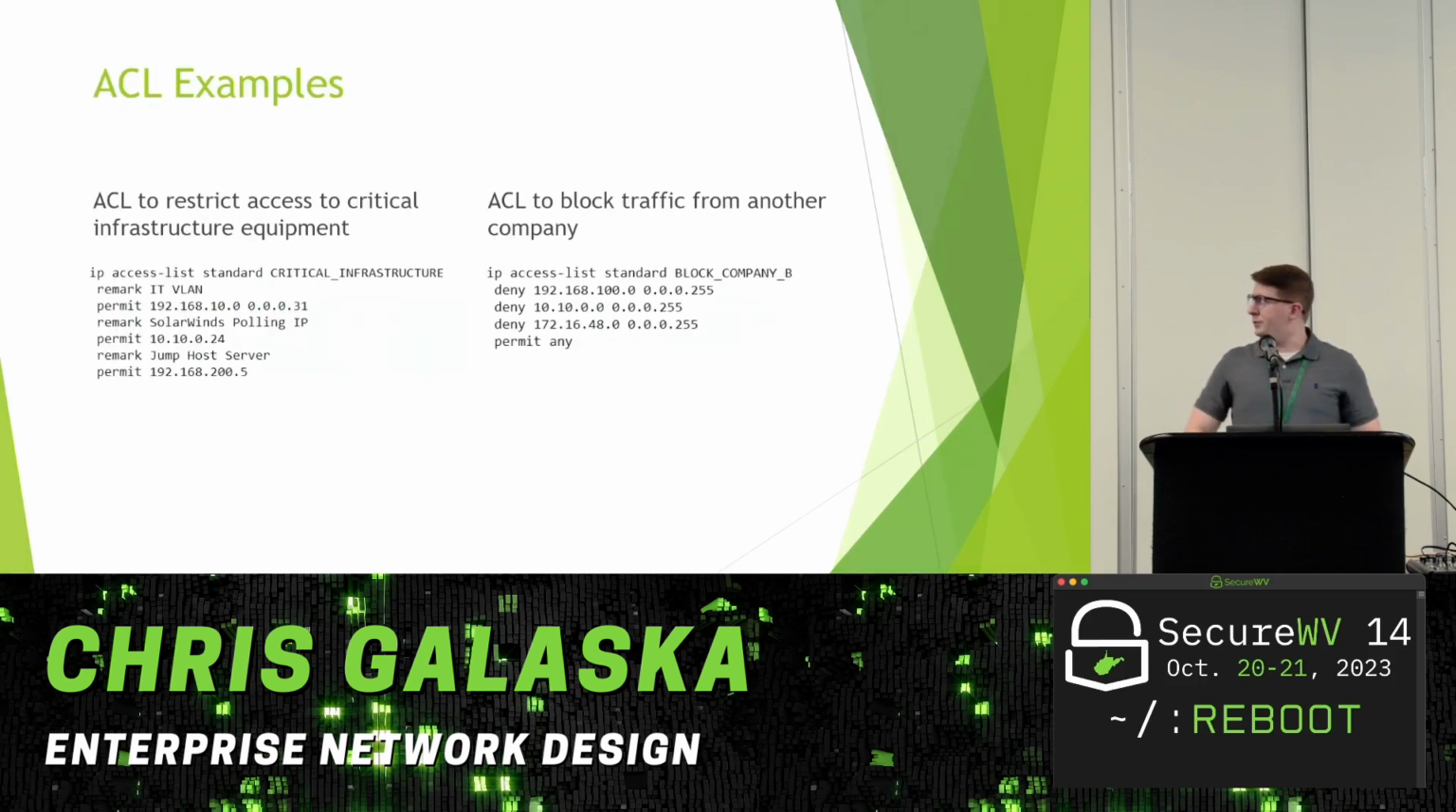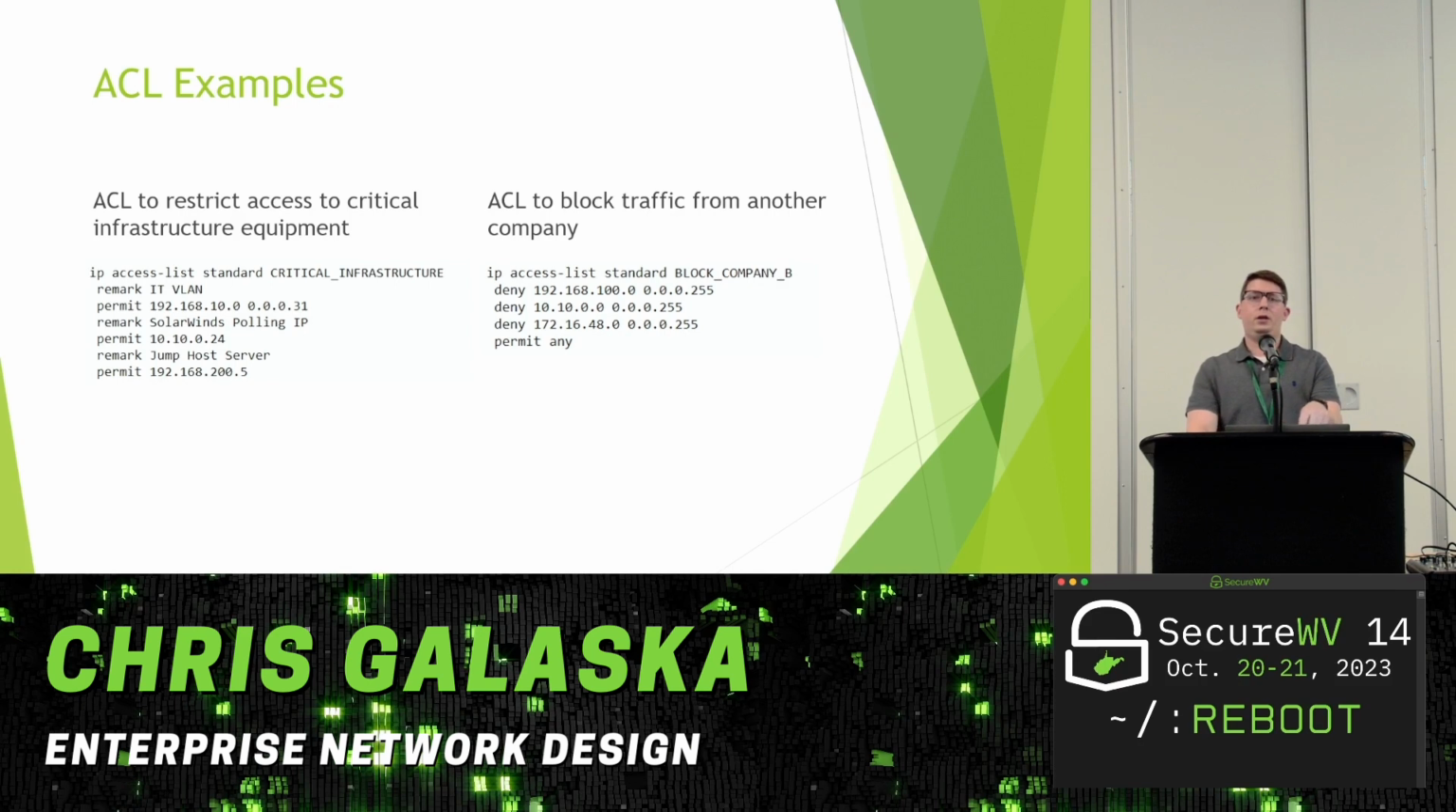Here's some examples of how to configure an access control list. Again, this is Cisco commands, but the one on the left is if you're going to restrict access to critical infrastructure. This is very simple. This is a standard access list. I'm only allowing specific things. And so I've got in the remarks there, the first one, allow the IT VLAN to get in, allow the SolarWinds polling IP, and allow our jump host server for anybody who's remote, and just like that. And everything else is automatically denied.